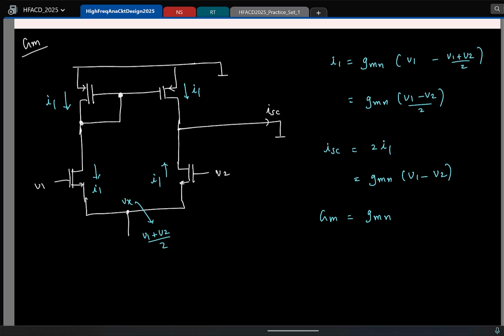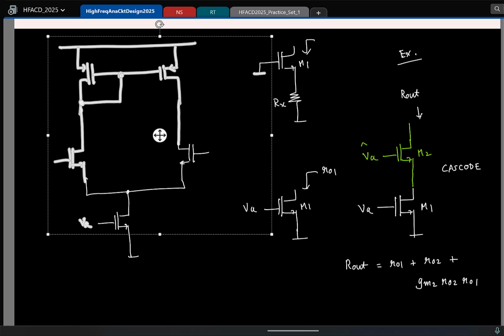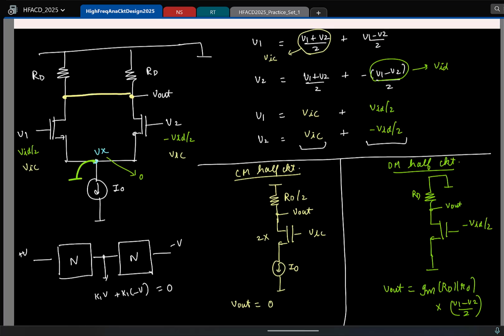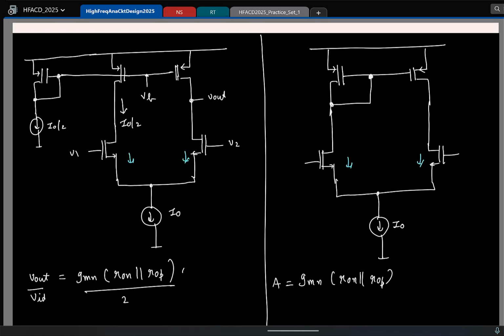So the short circuit GM you get is GM, whereas in the earlier diff amp circuit, where did it go? Sorry? Yeah, in the earlier diff amp circuit, if you try to find the short circuit GM, you will find it to be GM by 2. That would be the difference. Okay.